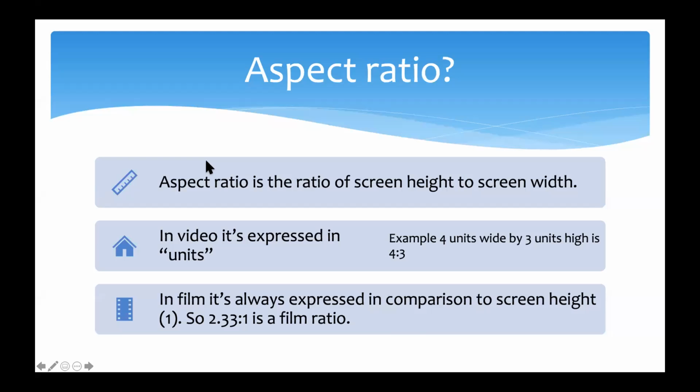That's better. So if your picture is 4 units wide by 3 units high, so 4 feet wide by 3 feet high, it's a 4:3 image. If it's 12 feet high by 16 feet wide, it's a 4:3 image, right? In the case of a film ratio, the height is whatever it is. If it's 12 feet, that's 1. And then the 2.33 is how many times wider than 12 is the picture. Okay, that's what that means by to 1.